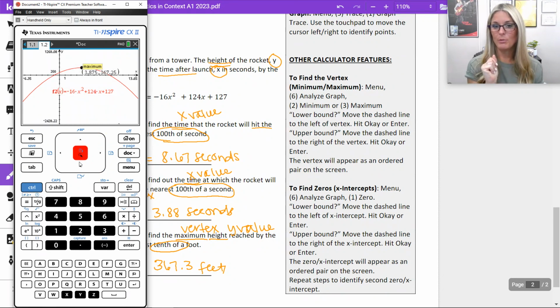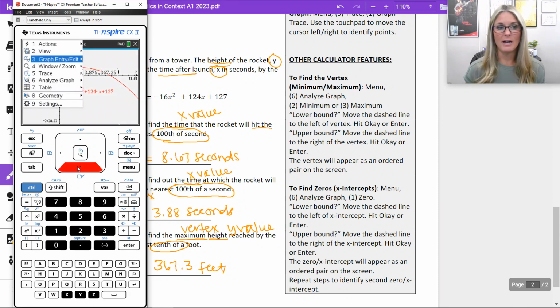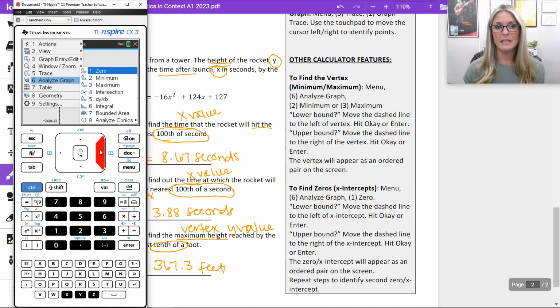There's that maximum point using Analyze Graph. I did choose, looking at our notes over here, maximum. I moved the dash line to the left of the vertex and hit OK. When it switched to upper bound, I moved the dash line to the right side and hit OK, and the vertex appeared on my screen as an ordered pair. You can do the same thing with those zeros or x-intercepts, again, under menu, Analyze Graph. What's good about this one is it labels it and sticks it there on the graph. So if you have to come back to refer to it, these are called zeros, or x-intercepts.